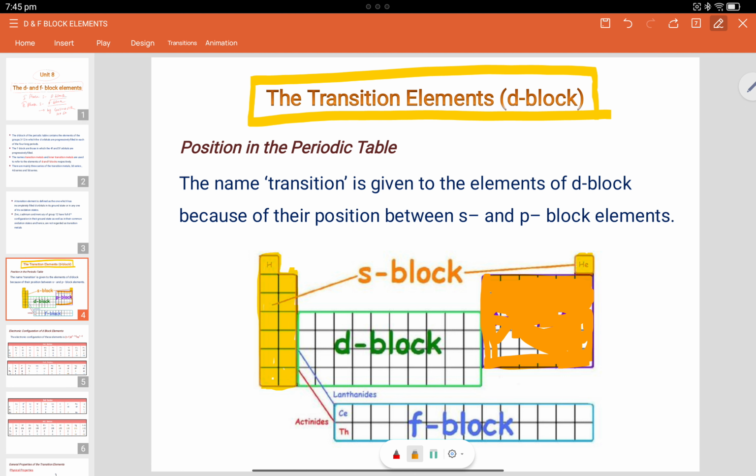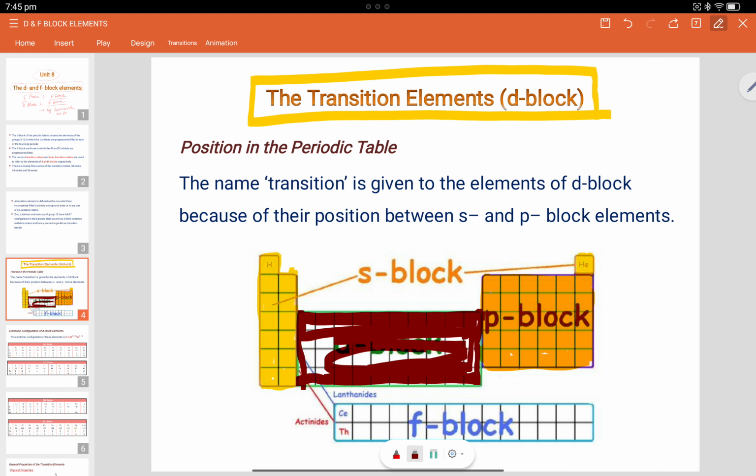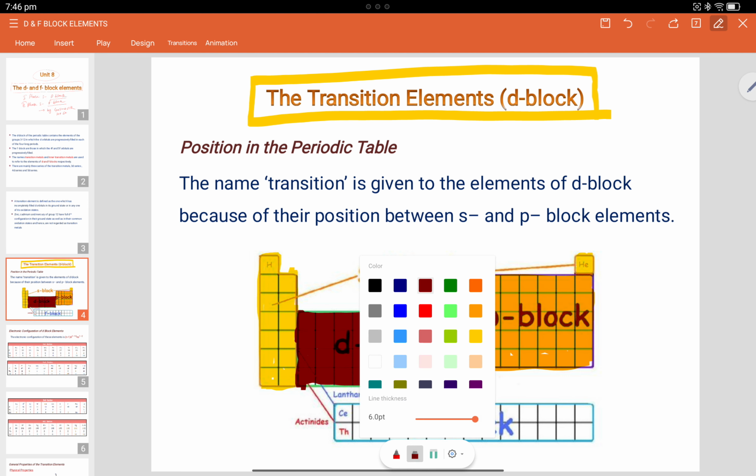So this is for P block. This gap is for P block. And the next one is D block element. This color for D block element, children. You can check it. This is the shape of the periodic table. And here we are having D block element.